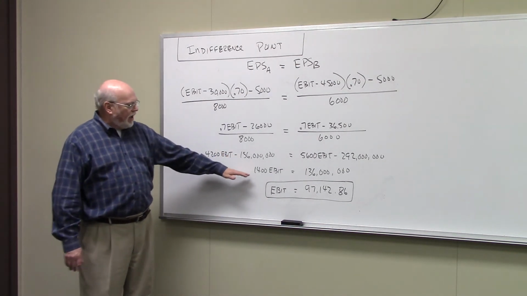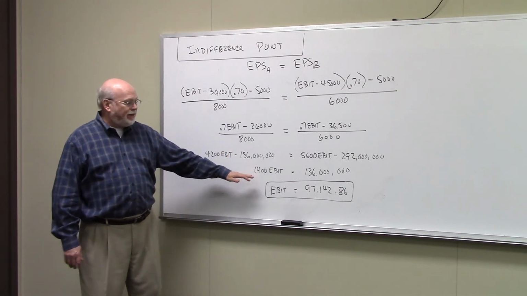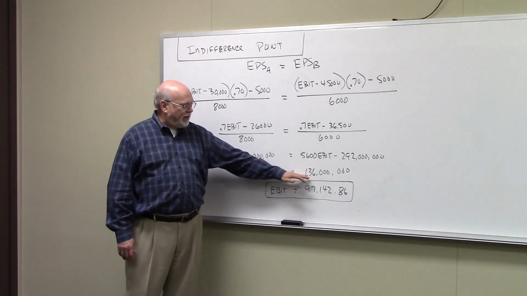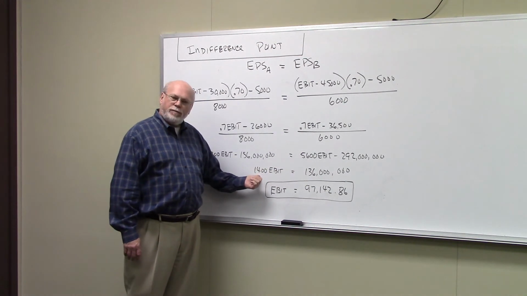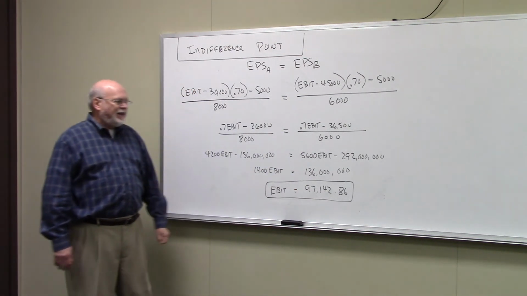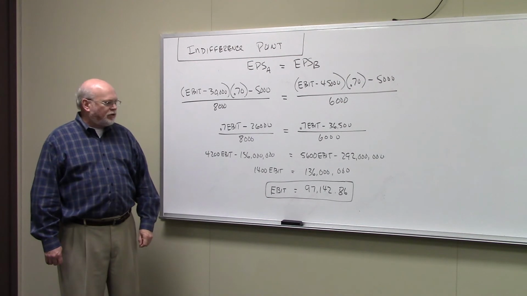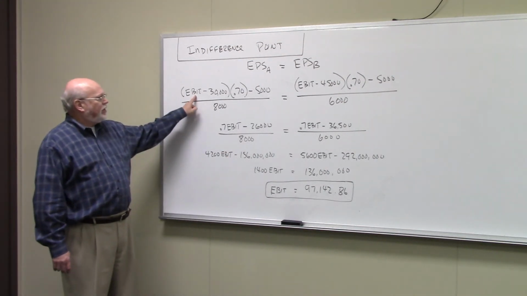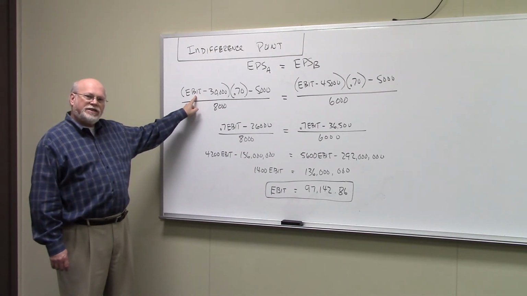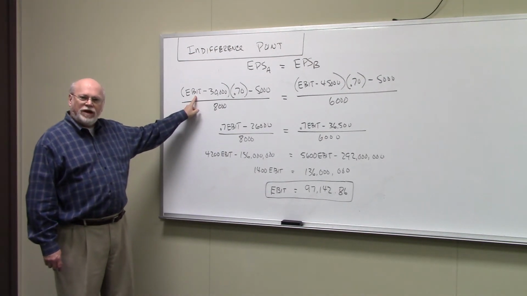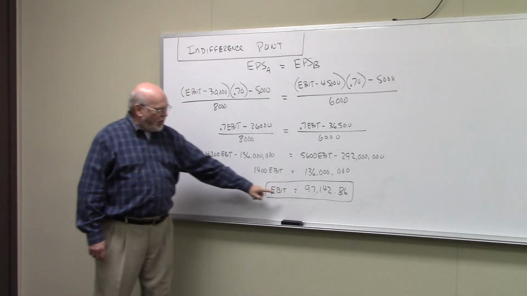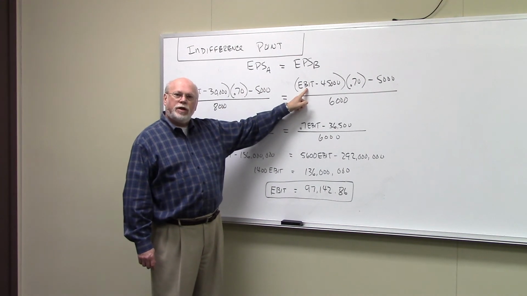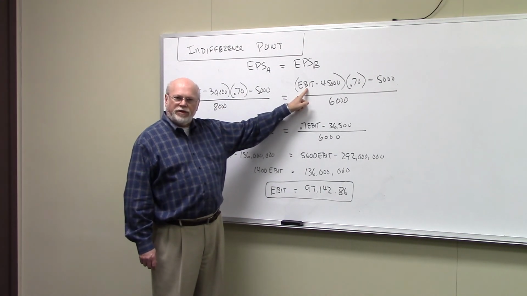Combining terms, I end up with 1,400 EBIT equaling 136 million. Solving for EBIT, I take 136 million and divide by 1,400. I get $97,142.86. If you put that number into this equation, on the left-hand side, you'll get $5.25 as the earnings per share. If you put this number into EBIT on the right-hand side of this equation, you'll also get $5.25.